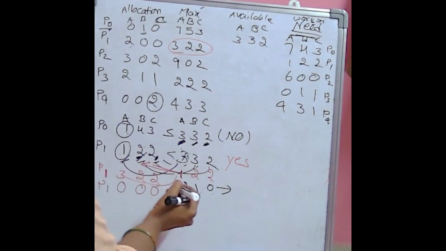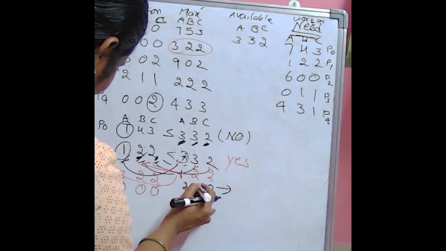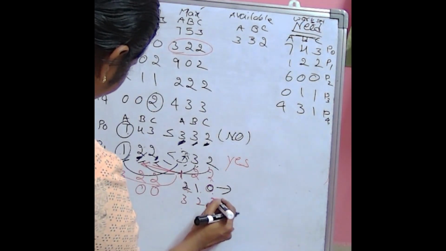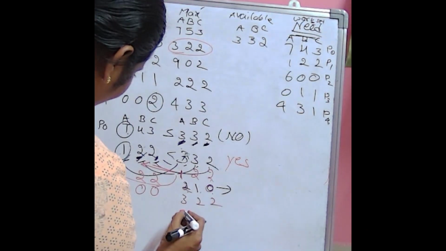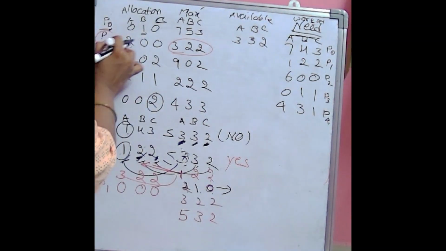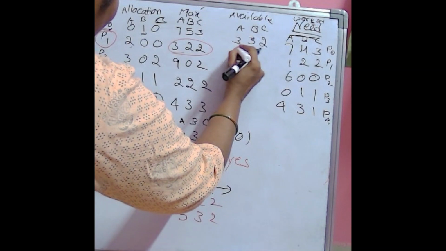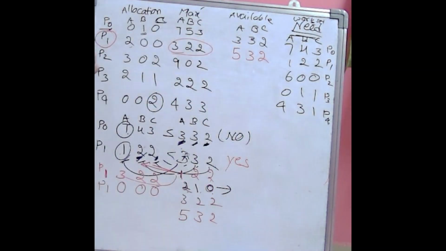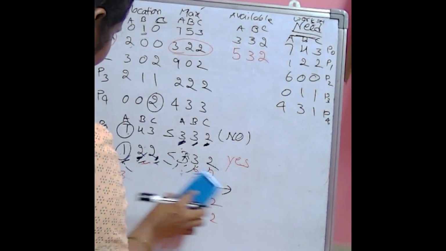Now the available was only 2, 1, 0. It releases 3, 2, 2. What is the available position now? It means 5, 3, 2. P1 completed its execution. Now the available position is 5, 3, 2. Now in the system only P0, P2, P3, P4 remain.